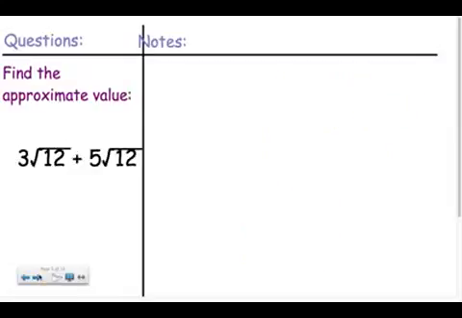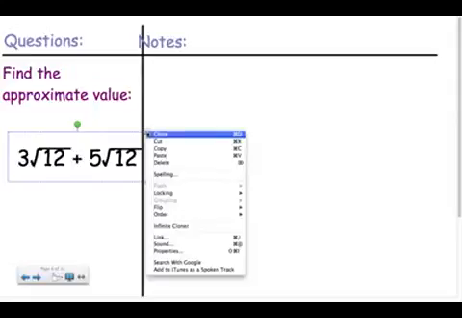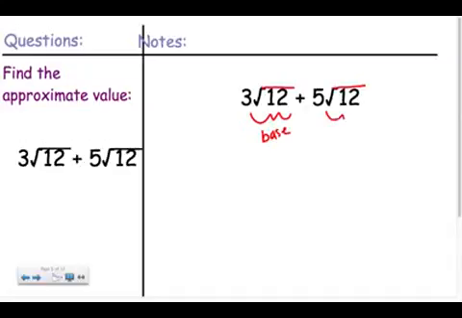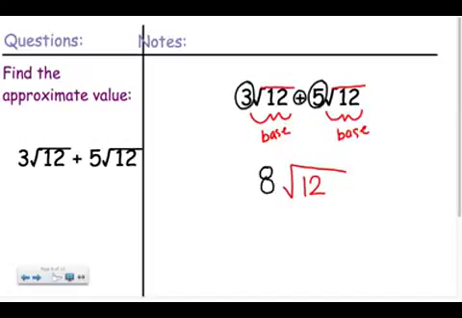Okay, so a problem like this looks a little different. When we have two square roots, what I want you to look at is their bases. I call these their bases, what's underneath the square root sign. If both of the bases are the same, leave it the same. So they're both 12, so we'll leave it at 12. Then we're going to take our 3 and our 5 and we're going to add them because there's a plus sign in the middle. So 8 square root 12. The operation happening between 8 and the square root of 12 is multiplication.